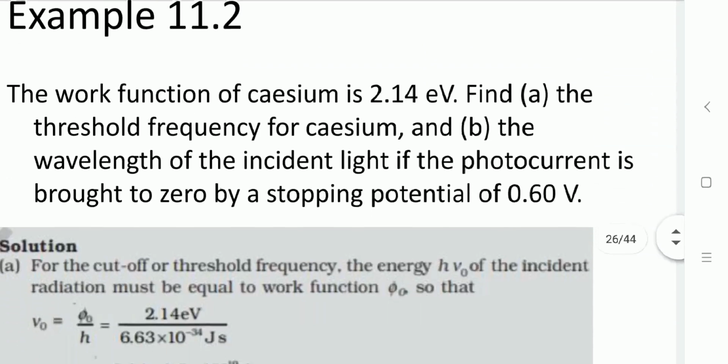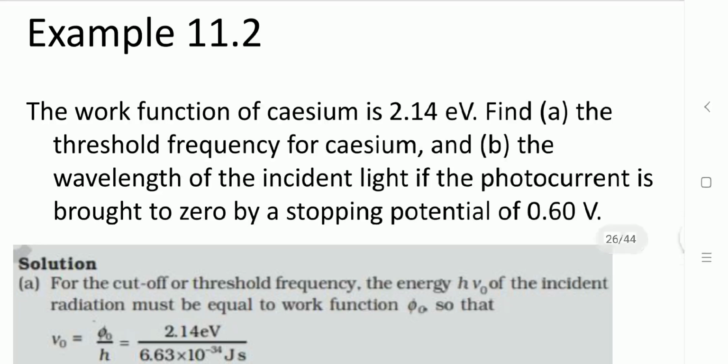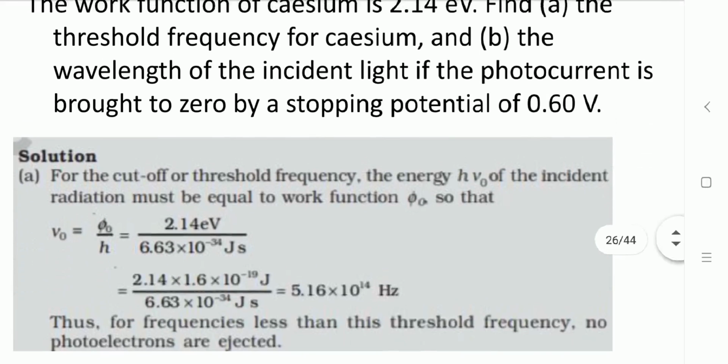Now let us calculate another example. The work function of caesium is 2.14 electron volt. Find the threshold frequency and the wavelength of the incident light if the photocurrent is brought to zero by a stopping potential of 0.6 volt. Here we need to calculate the cutoff frequency or threshold frequency. We have the equation v0 equal to phi0 by h. phi0 is given, 2.14 electron volt, and h is Planck's constant. Substitute the values and we get the threshold frequency 5.16 into 10 raised to 14 hertz.